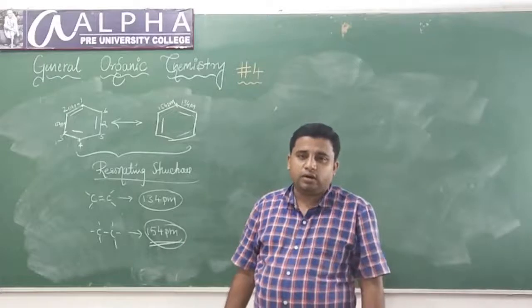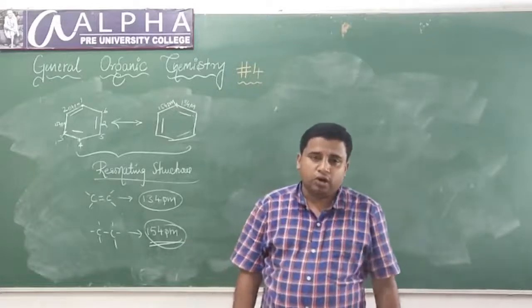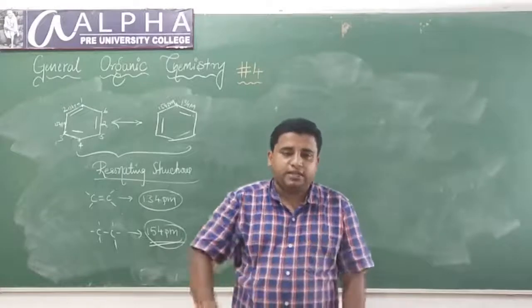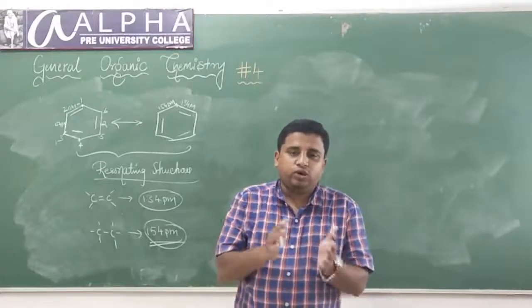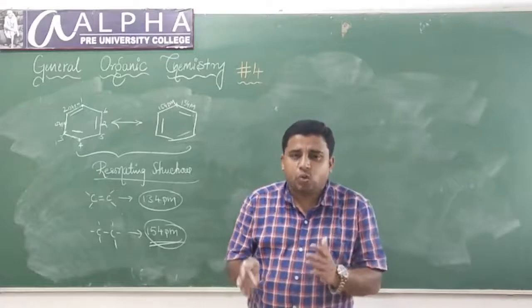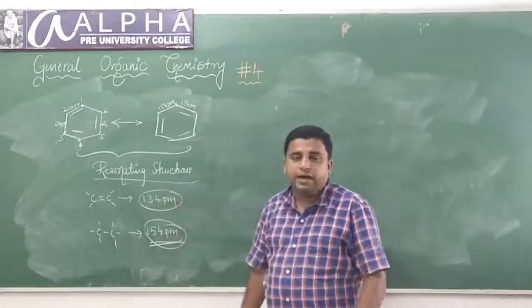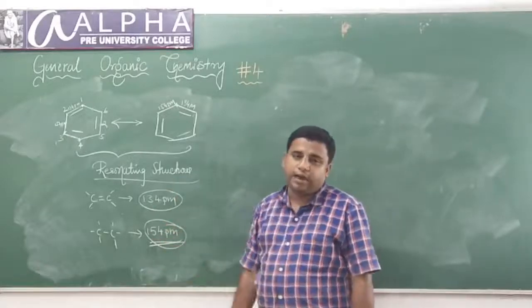One double bond and the other single bond. If there was both a double bond and a single bond in benzene, then we would have got two different bond lengths in benzene, isn't it? Three bond lengths of 134 picometer and three bond lengths of 154 picometer, correct?